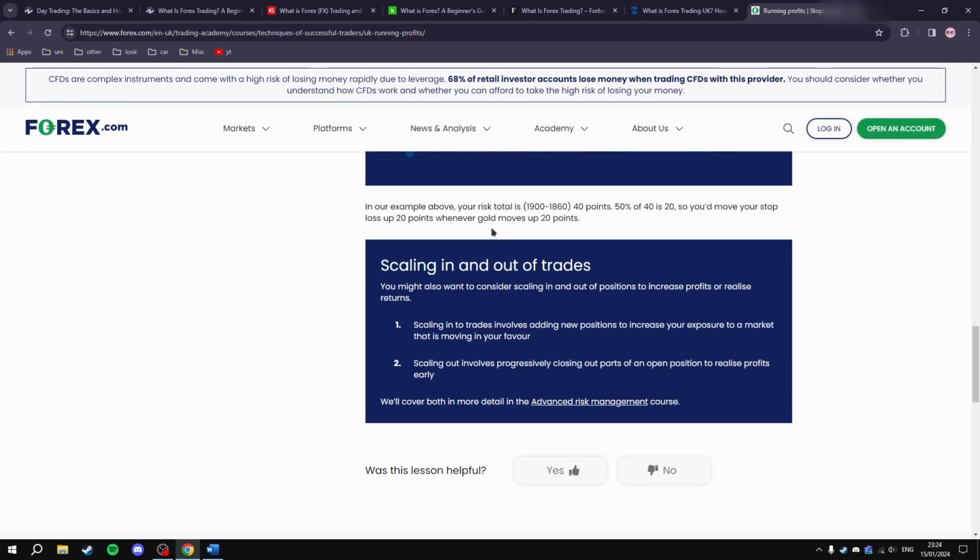Right, okay. Scaling in and out of trades. You might also want to consider scaling in and out of positions to increase profit or realize returns. Scaling into trades involves adding new positions to increase your exposure to a market that is moving in your favor. Scaling out involves progressively closing out parts of an open position to realize profits early.